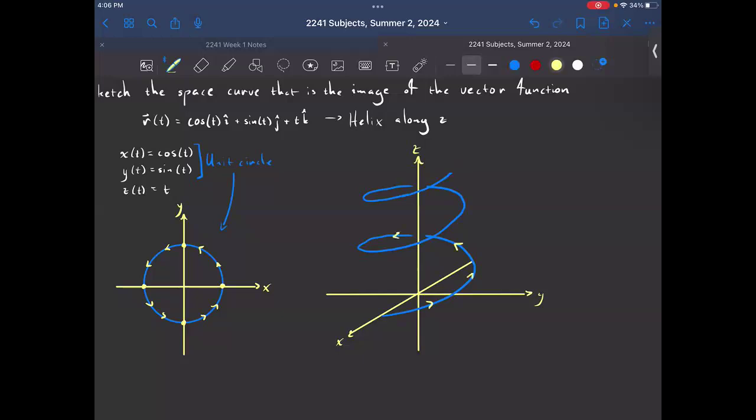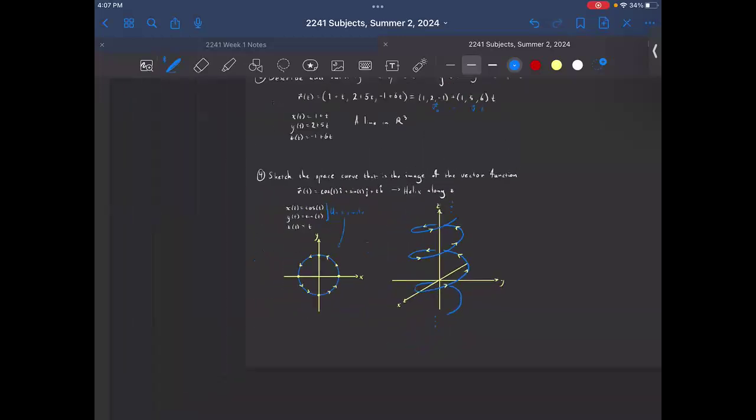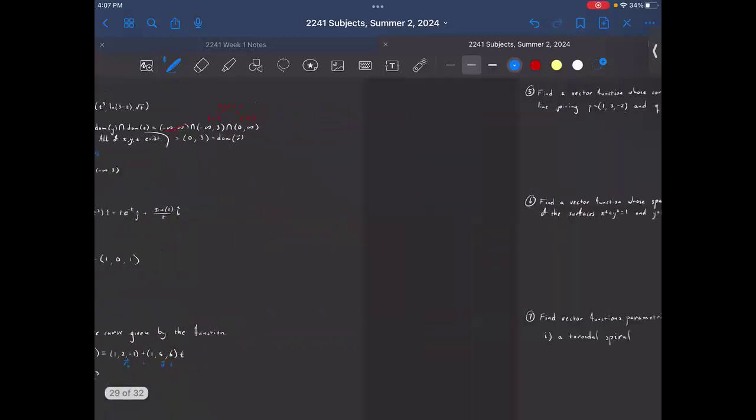And if you look at negative values of t, this guy is also coming from down here. So your helix extends infinitely in the positive and negative z directions. All right, so that's the space curve. This is sort of a classic example of a curve traced out by a vector function. All right, next page, we've got some more examples here.